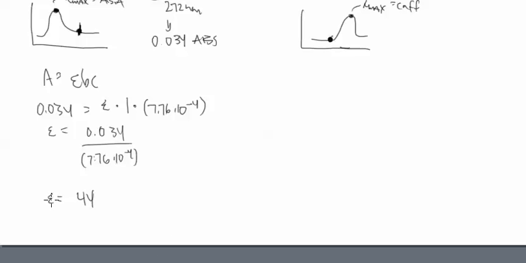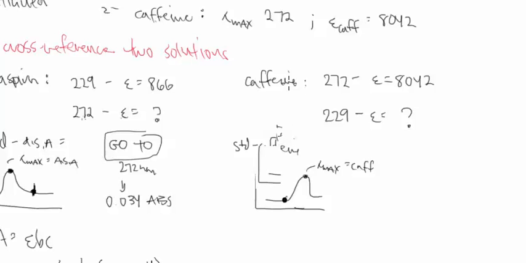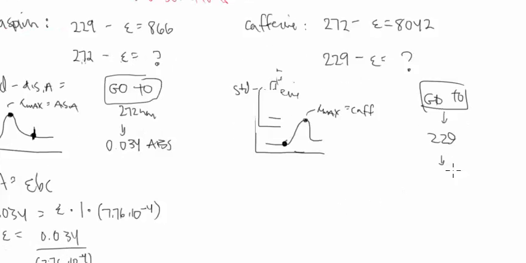Now this is the molar absorptivity at the caffeine wavelength. All right, so much lower. And again, it should be. All right, I do the same thing for caffeine. I take my caffeine standard, I do a go-to feature, and I'm going to type in aspirin's wavelength, not caffeine's, but aspirin's, right? I'm trying to get the molar absorptivity at 229, so 229. And when I do that, it's going to give me an absorbance. And let's say that this absorbance that it gives me is 0.073.